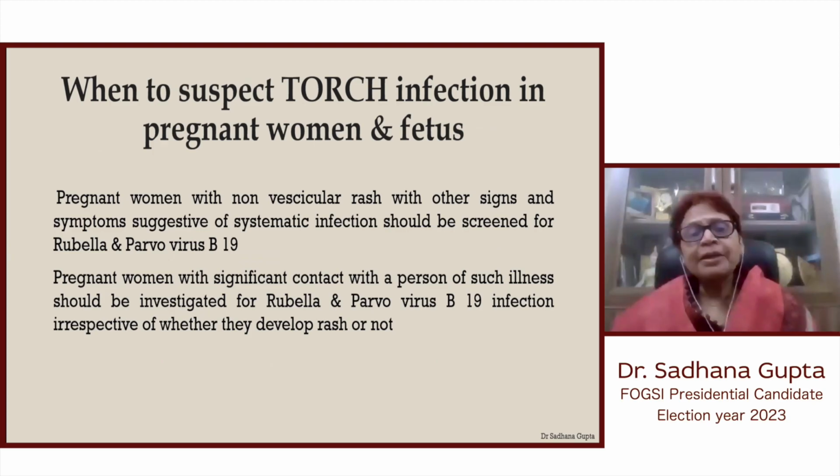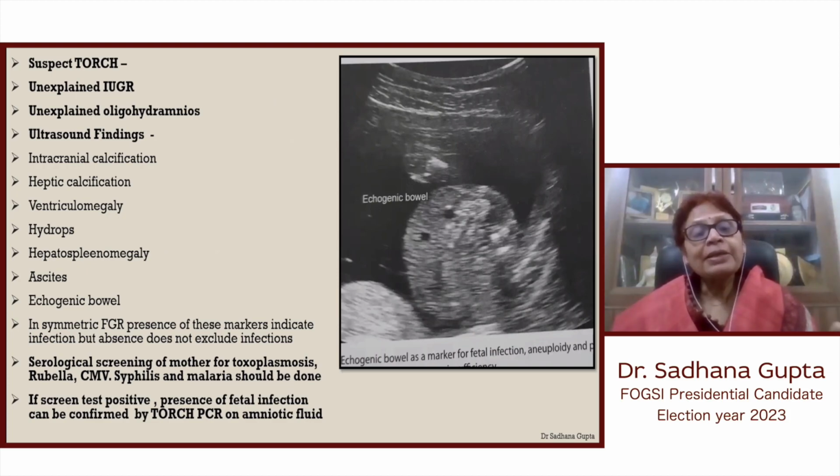You suspect that the patient may have a TORCH infection when she has fever, malaise, sometimes fever with rashes, or exposure to a person with such illness, and suddenly you find a different obstetric profile, like IUGR. Then you should suspect that the patient can be having a TORCH infection.